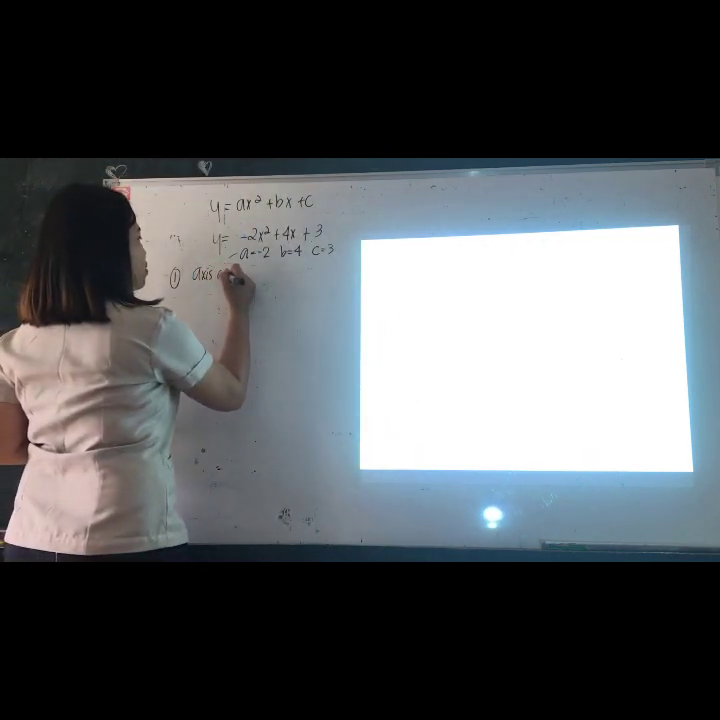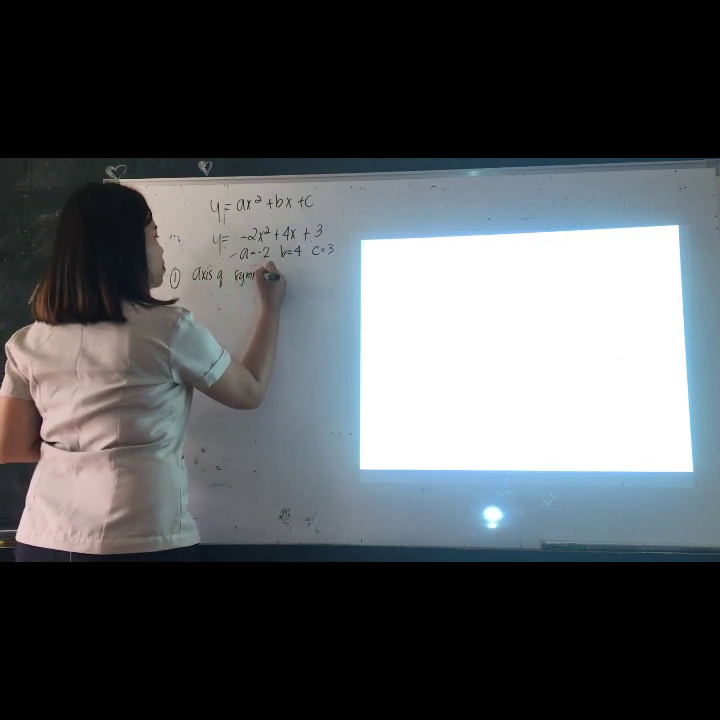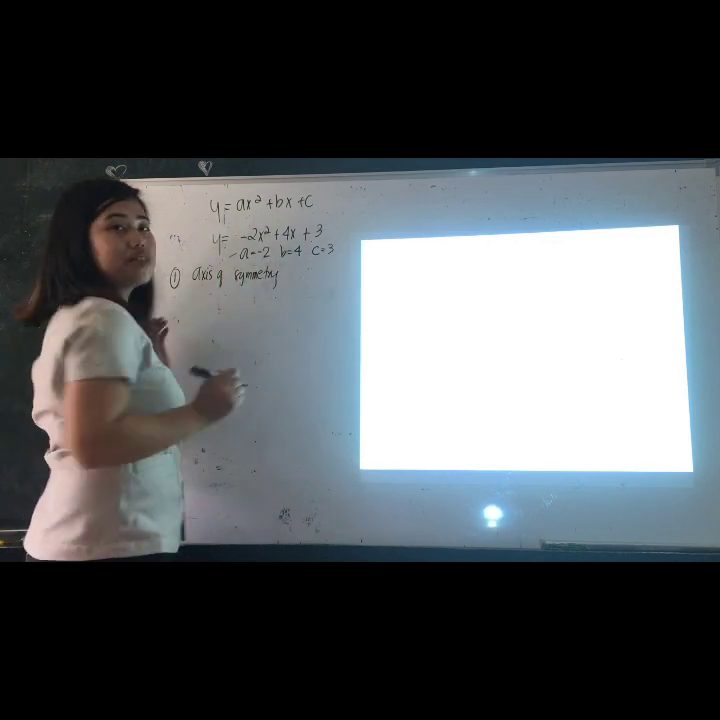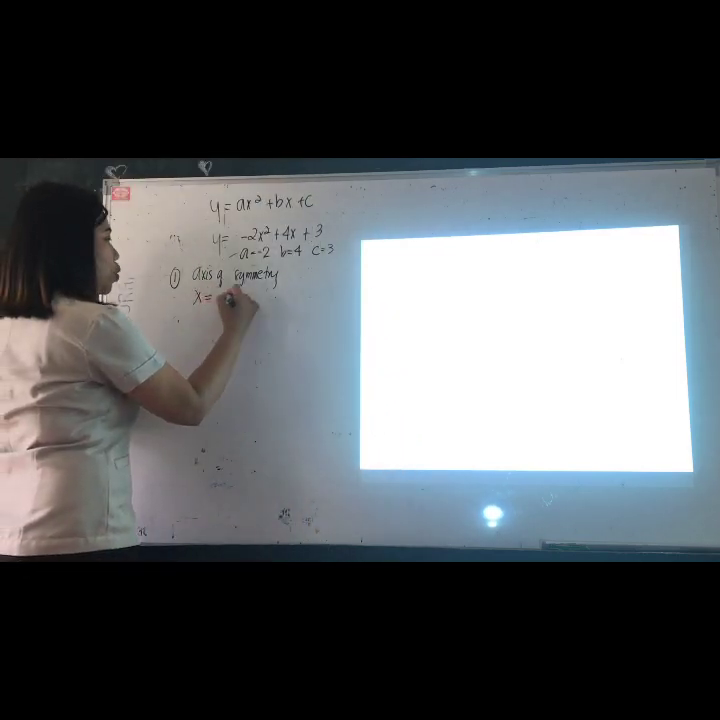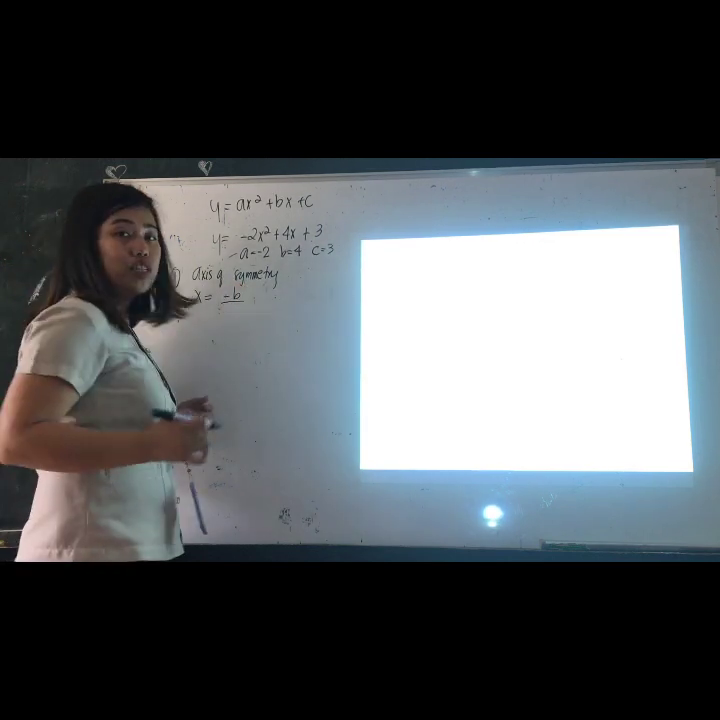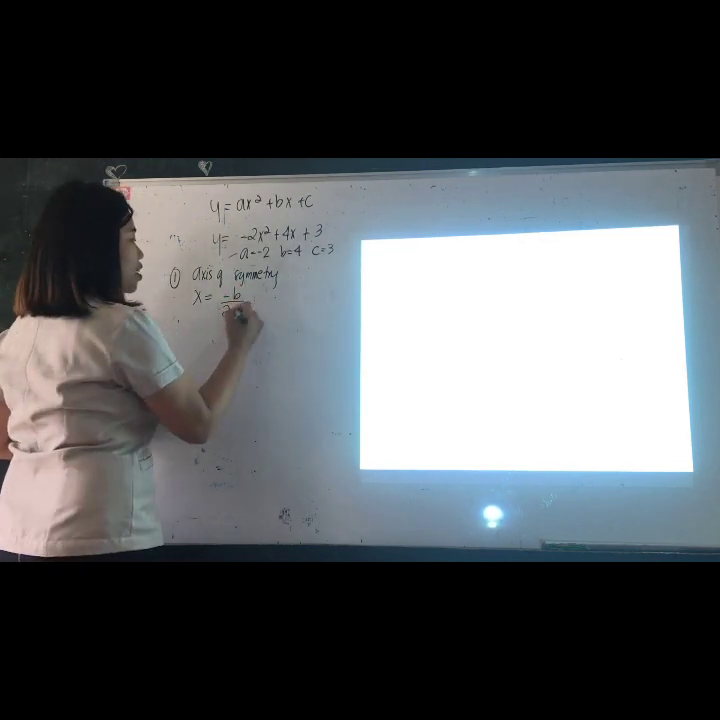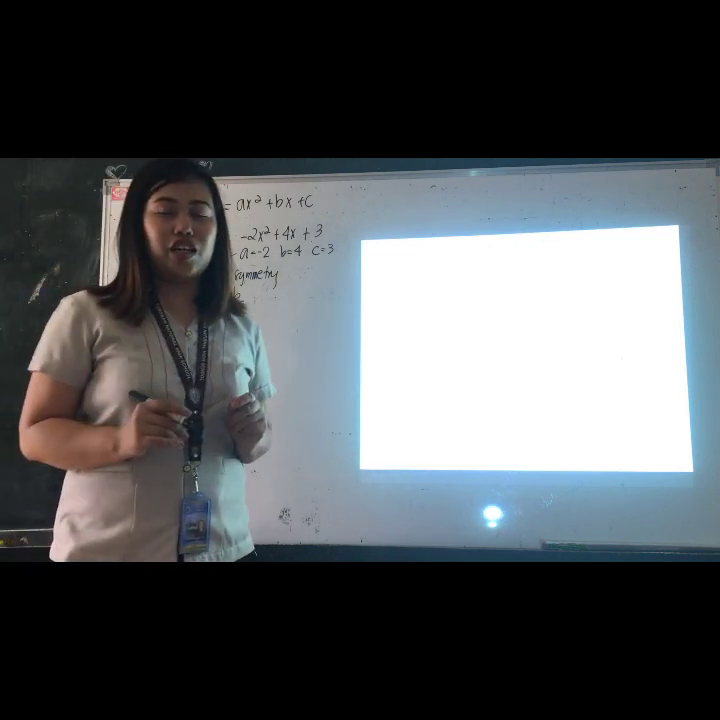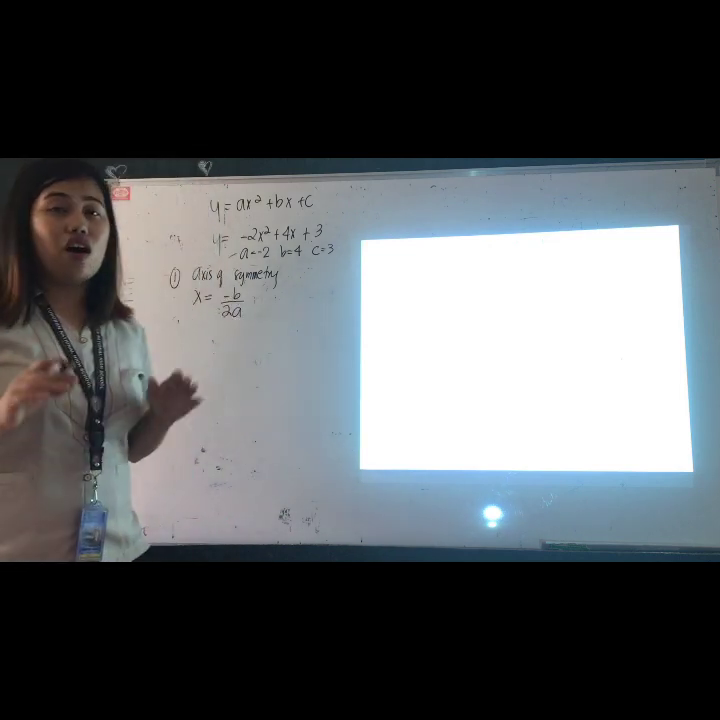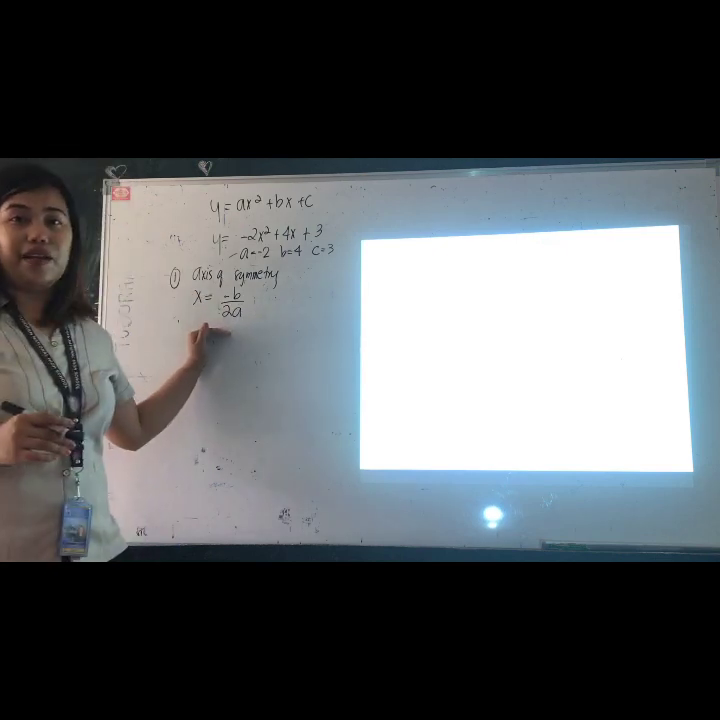Here it goes, axis of symmetry. The formula for getting the axis of symmetry is x equals negative b over 2a. Again, the formula of the axis of symmetry is x equals negative b over 2a.